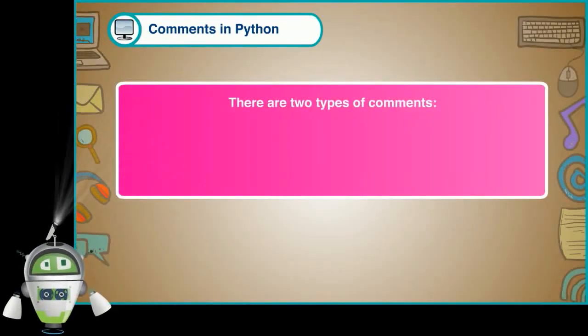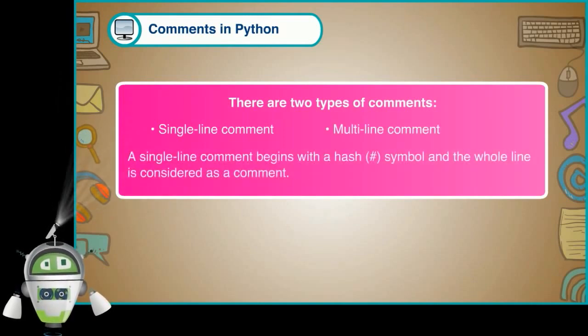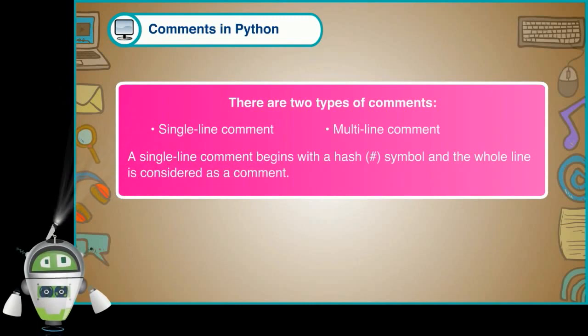There are 2 types of comments: single-line comment and multi-line comment. A single-line comment begins with a hash symbol and the whole line is considered as a comment.